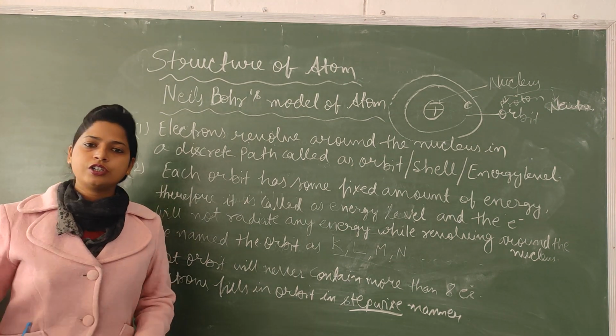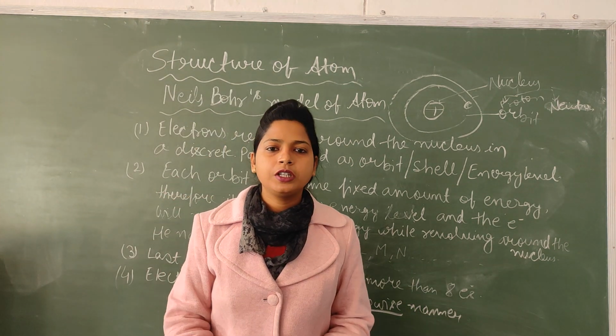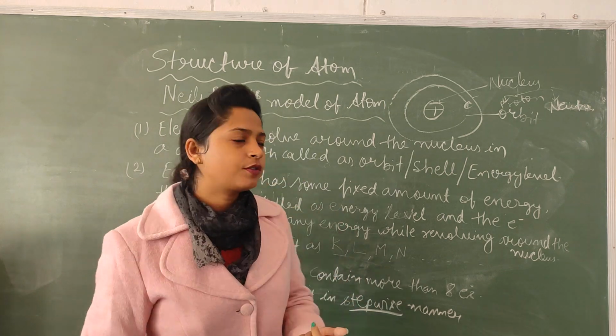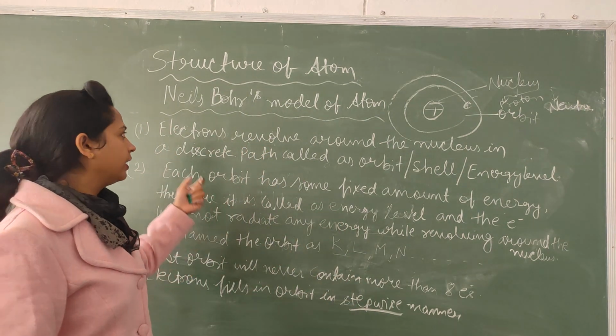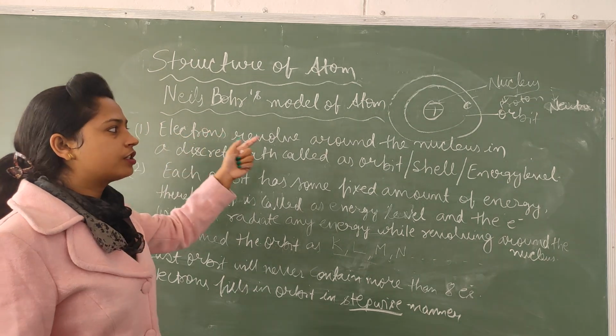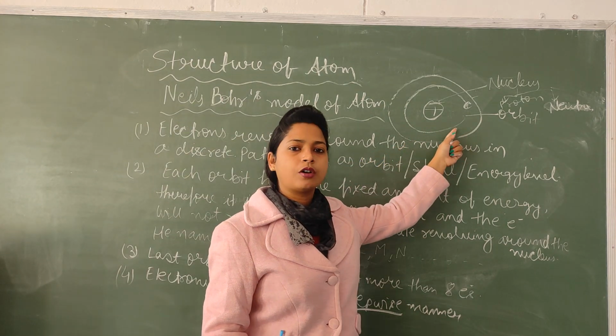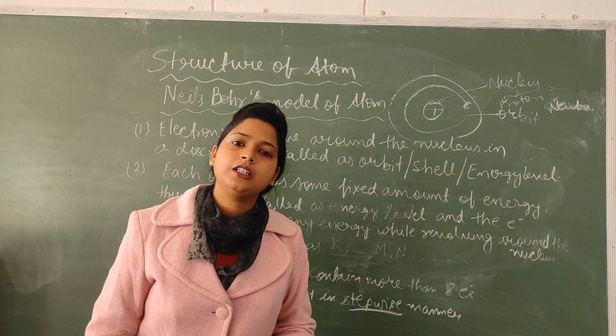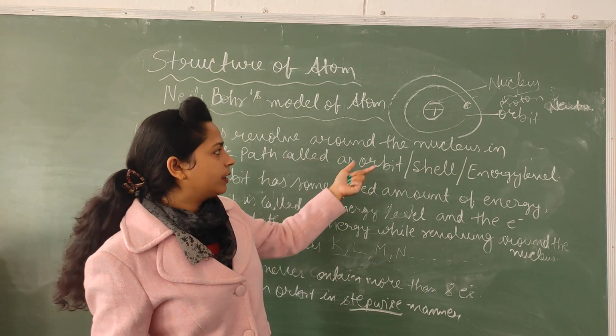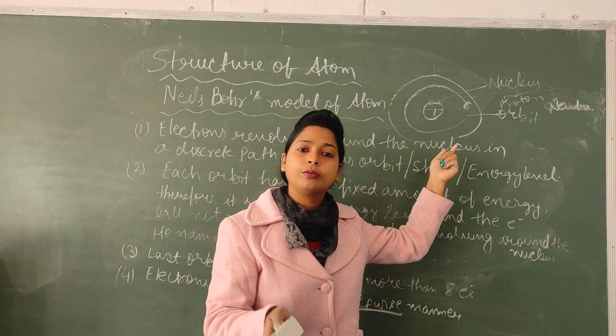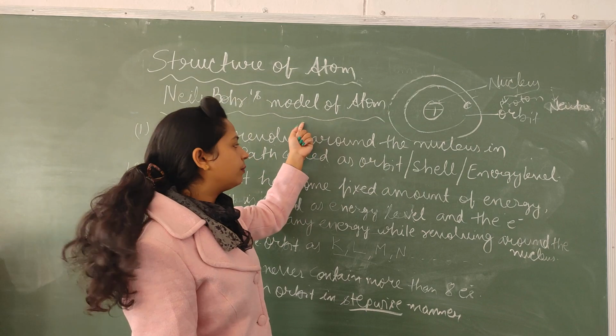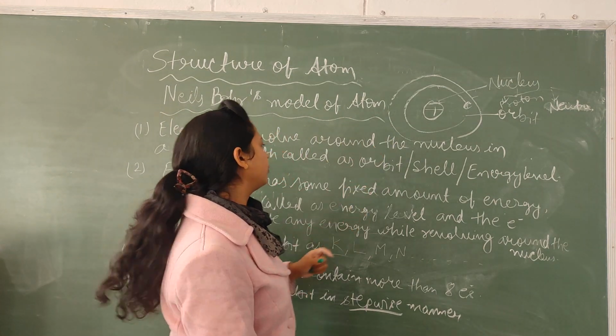Now I have already told you there is no drawback of Neils Bohr's model, but we have to study one more topic after this theory: the distribution of electrons in different orbits, which is also given by Neils Bohr. How many electrons will revolve in one orbit was also told by Neils Bohr. So we will study that too.